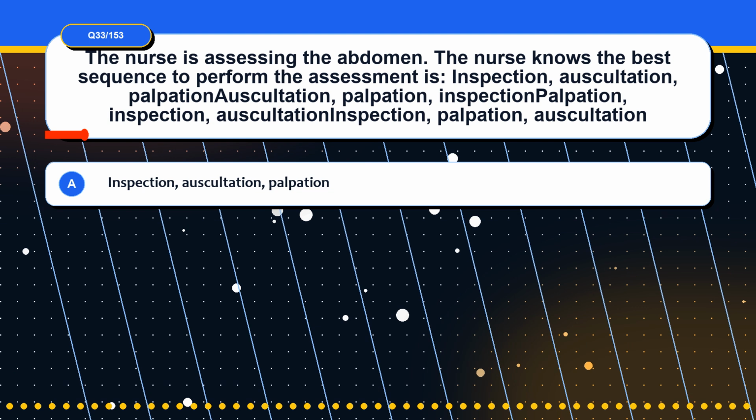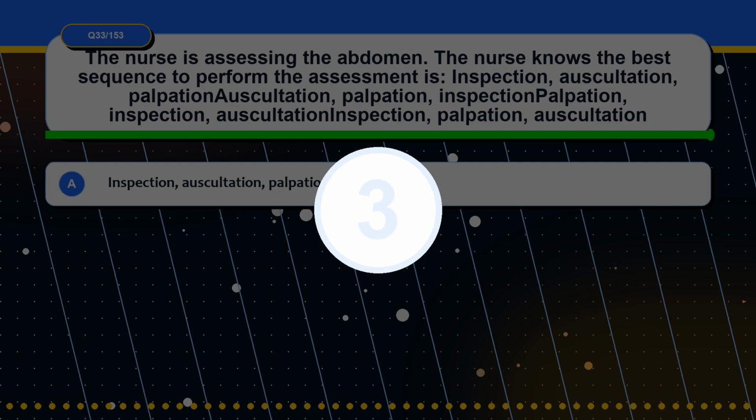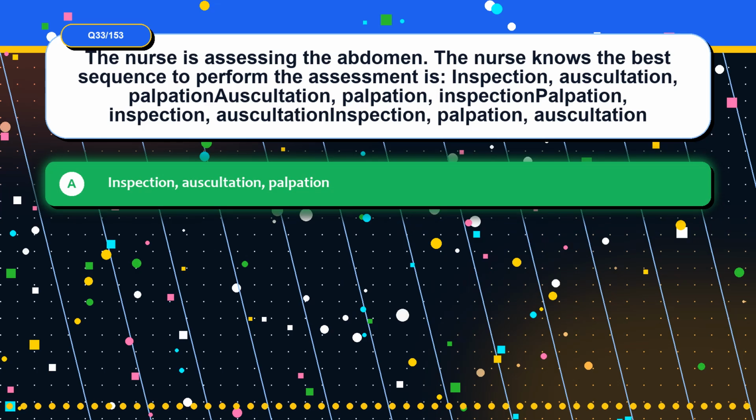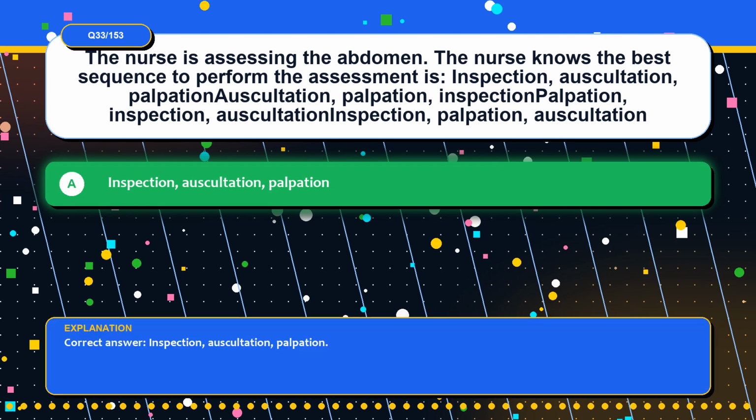Question 33. The nurse is assessing the abdomen. The nurse knows the best sequence to perform the assessment is inspection, auscultation, palpation; auscultation, palpation, inspection; palpation, inspection, auscultation; or inspection, palpation, auscultation. Here are the options. Option A. Inspection, auscultation, palpation. The correct answer is option A. Inspection, auscultation, palpation.